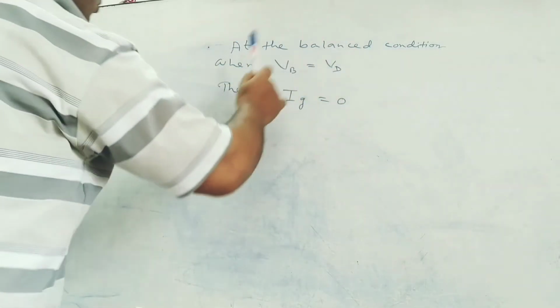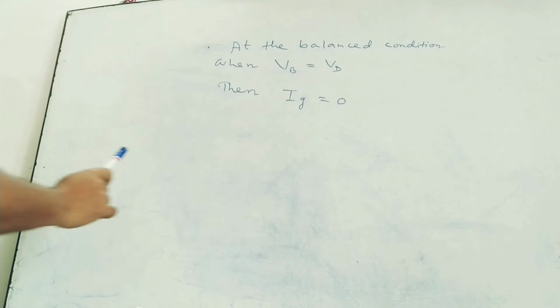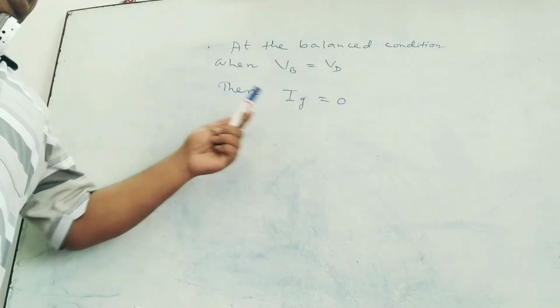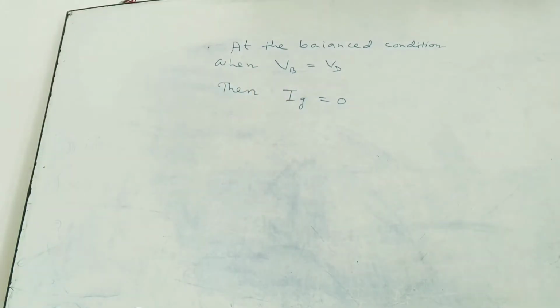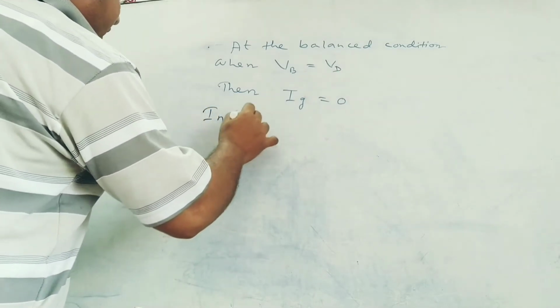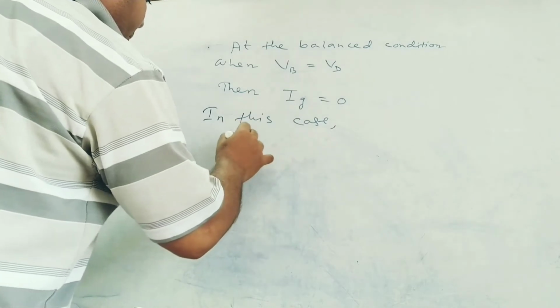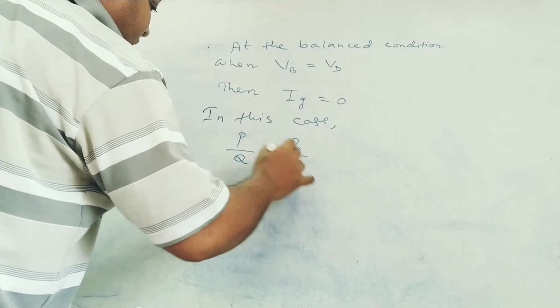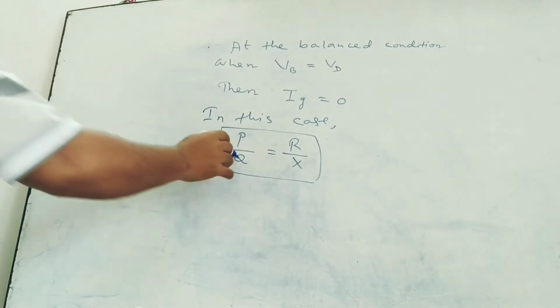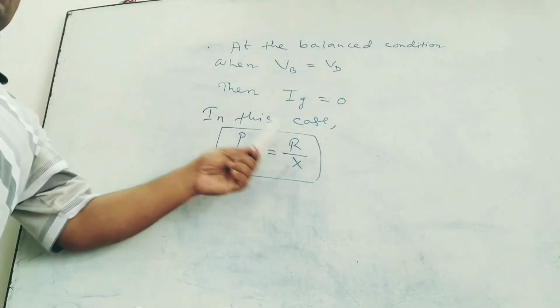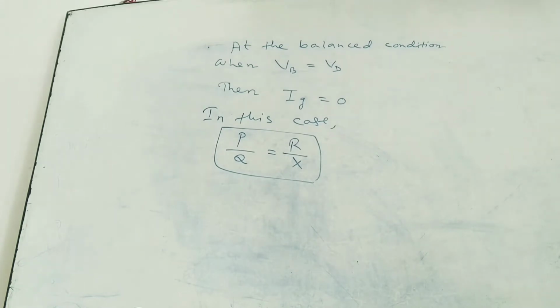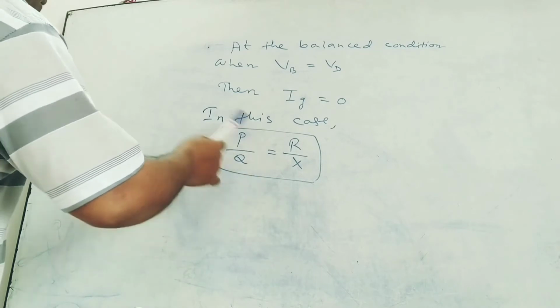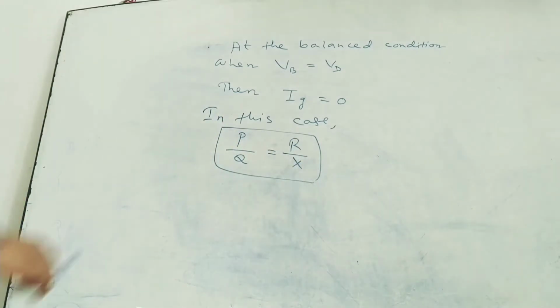At the balanced condition, when the potential at point B is equal to the potential at point D, that is VB is equal to VD, then the galvanometer current IG is equal to 0. In this case, P by Q is equal to R by X. Since P, Q and R are known resistances, we can easily find out the value of X.